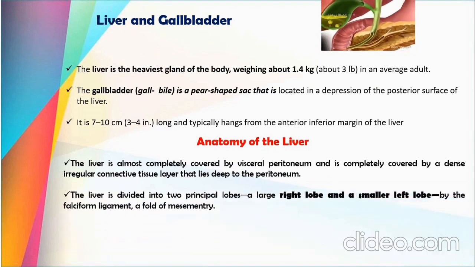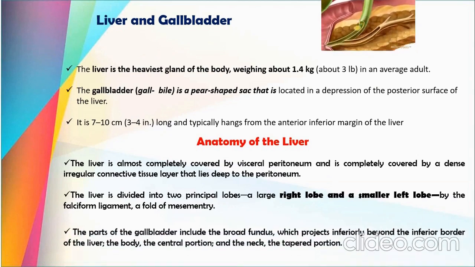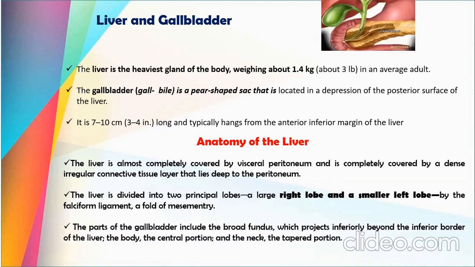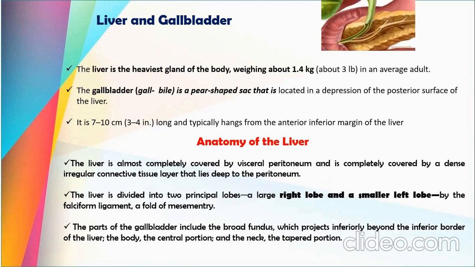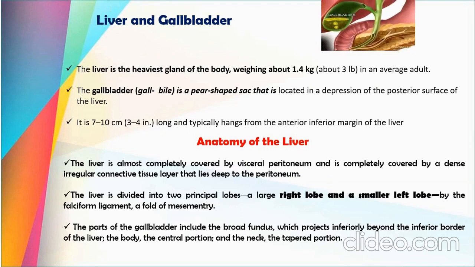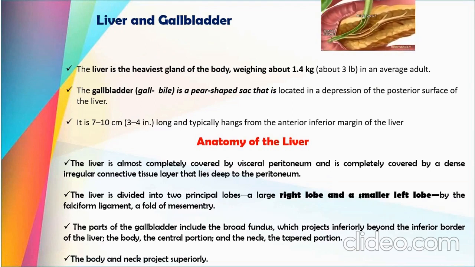The liver is divided into two principal lobes, a large right lobe and a small left lobe, by the falciform ligament, a fold of the mesentery. The parts of the gallbladder include the broad fundus, which projects inferiorly beyond the inferior border of the liver, the body, the central portion, and the neck, the tapered portion. The body and neck project superiorly.